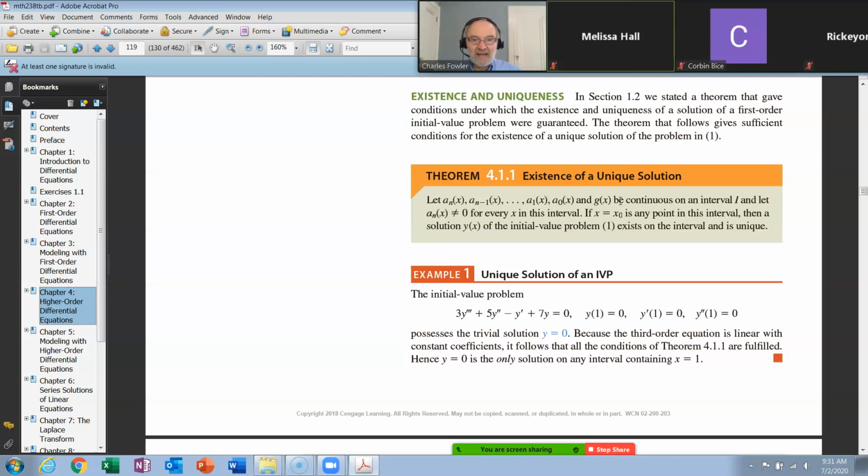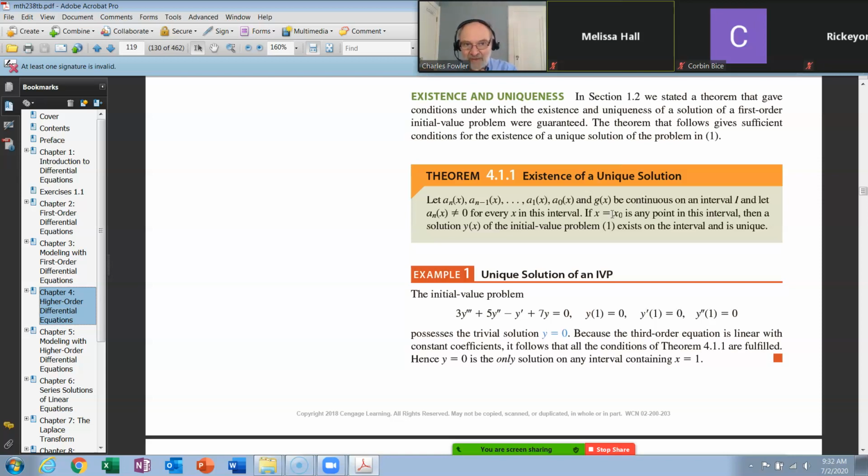And this a sub n, the coefficient function for your nth derivative, can't be 0. The reason it can't be 0 is that then you wouldn't have an nth order differential equation. You'd have an n minus first or something like that. And it has to not be 0 for every x on that interval I. And then, of course, for your initial condition, x equal x of 0 must be in that interval as well.